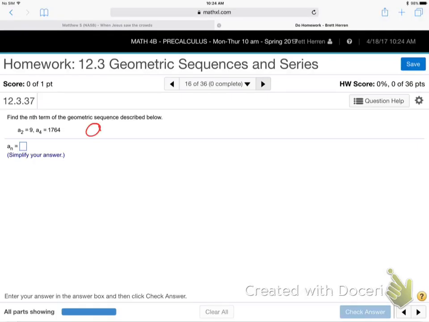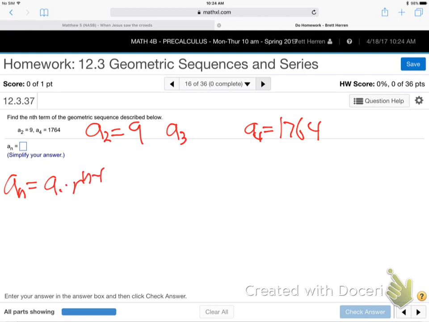All right, so they're giving me a sub 2 is 9. I don't know a sub 3, and a sub 4 is 1764. What do y'all think? How are we going to do this one? You know what we need, right? We need the a sub n formula, a1 times r to the n minus 1. What are we going to do? Any ideas?